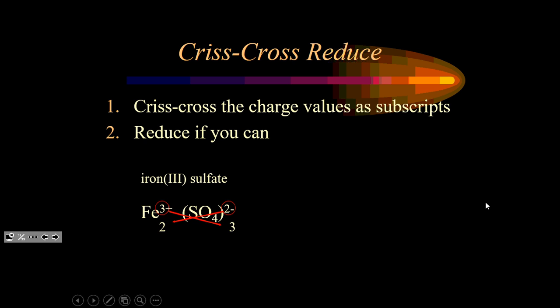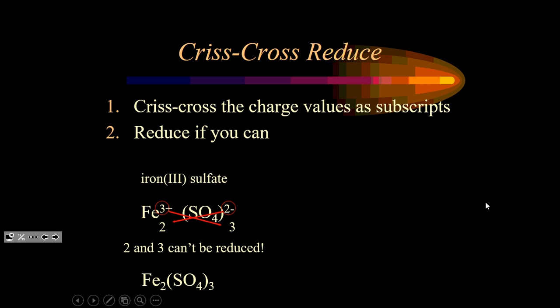You ask yourself, can you reduce it? No, 2 and 3 can't be reduced. So that's got to be our final formula. So iron 3 sulfate would equal Fe2(SO4)3, just like we showed a second ago. So honestly, rather than just keep figuring out how many cations and anions and finally get to 0, it's easiest just to write them down and then crisscross reduce.